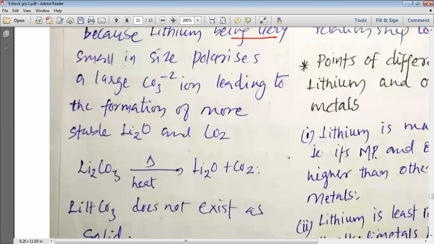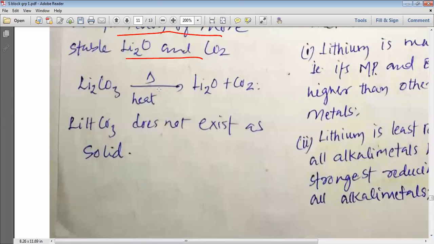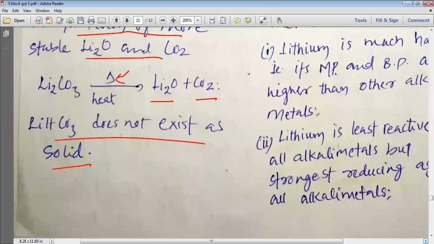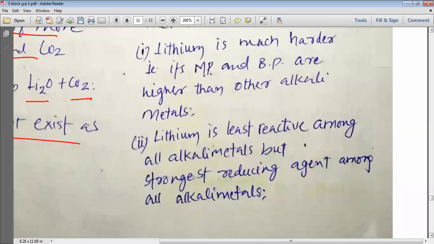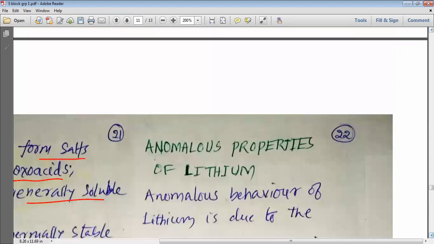Because lithium, being very small in size, polarizes a large carbonate ion, leading to the formation of more stable Li2O and CO2. You can see that lithium carbonate, on providing just a very small amount of heat, turns into Li2O and CO2. LiHCO3 does not exist as a solid, so it is never found in the solid state. LiHCO3, lithium hydrogen carbonate, is not found in the solid state.